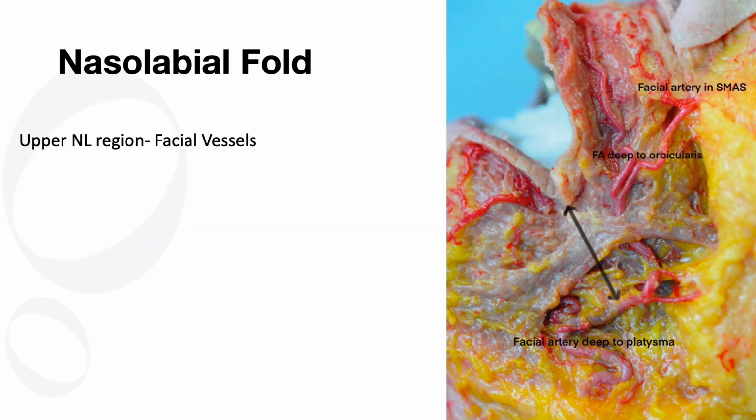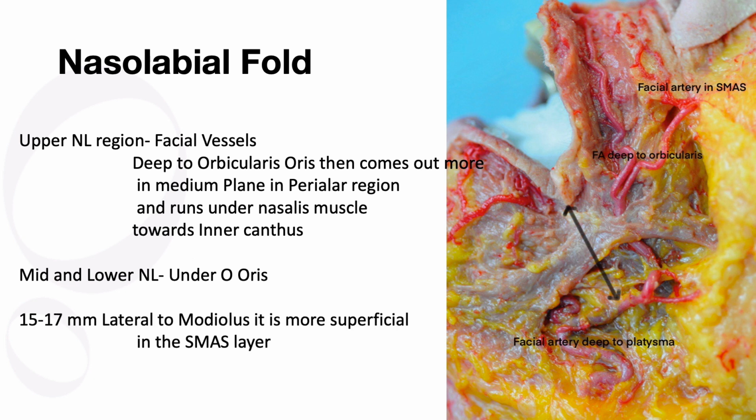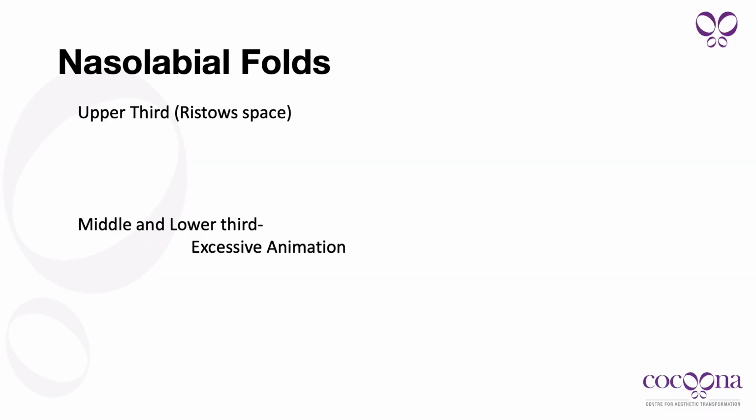So the critical part of injecting the nasolabial fold is understanding the vascular architecture here. The upper nasolabial region has facial vessels, which are deep to the orbicularis oris, and they come out in the medium plane in the perialar region, but still run under the nasalis muscle towards the inner canthus. Whereas in the mid and the lower nasolabial, it is just underneath the orbicularis oris muscle, and about 15 to 17 millimeters lateral to the modiolus, it is more superficial in the SMAS layer.